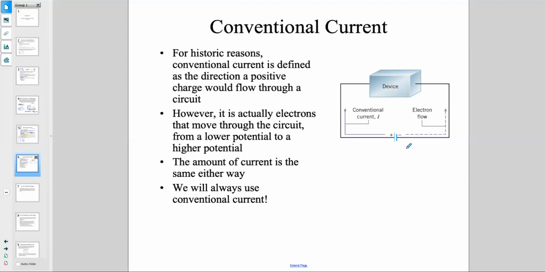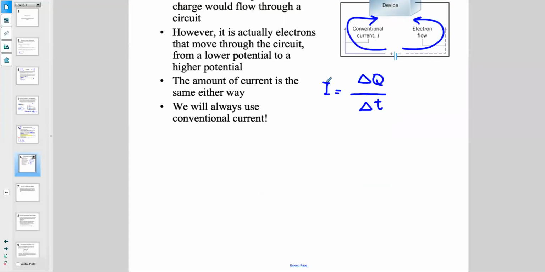But the direction shouldn't matter anyway. It does not matter if you think that your current is in this direction or in this direction. The amount of current is delta Q over delta T, so either way, this value is constant. I will always use conventional current. Now, a word about this I, which is equal to delta Q over delta T.